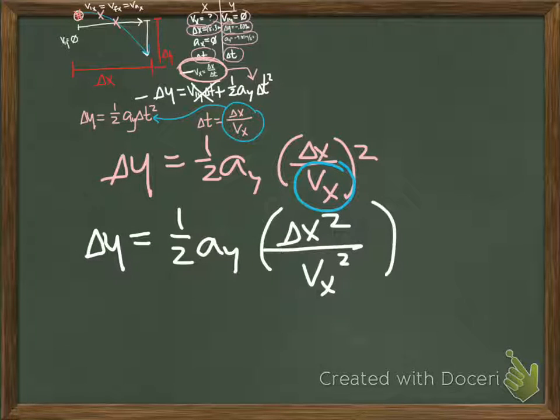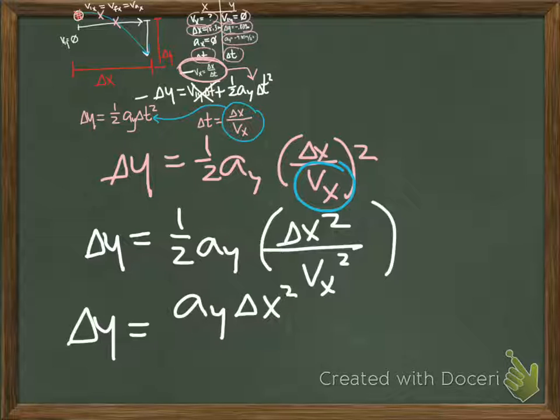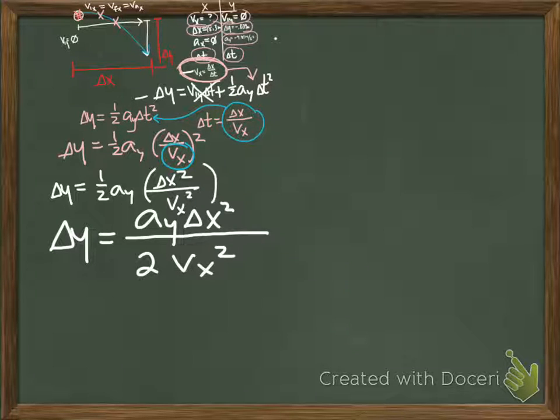Okay, now that we've done that, the next step is to rationalize the fraction. Well, we're not even rationalizing it yet. We're getting everything into that form. So we're now at this point where we have delta y equals a sub y delta x squared over 2 v sub x squared. Okay, so we're at this point.